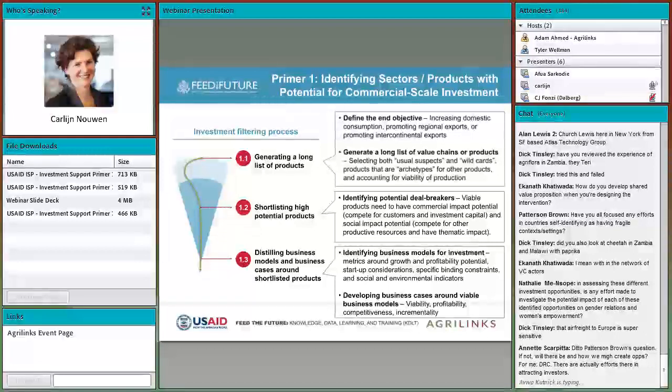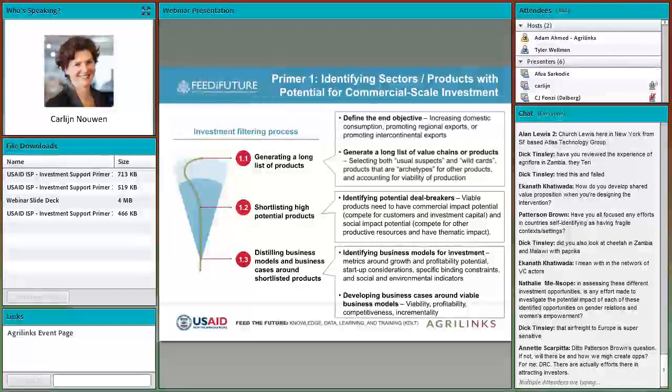So in the first step, generating the long list of products, there's actually a step even before that where we define what are we looking to do with these sectors of products. Fundamentally, who are we trying to sell to? Are we looking at increasing domestic consumption? Are we looking at promoting regional exports or intercontinental exports? And domestic consumption can come from substituting imports or from autonomous growth within the country. And it's important to make that distinction early on, because serving each of these markets is quite different, and the standards you need to meet and the competition you need to beat will be quite different for each of these different markets.